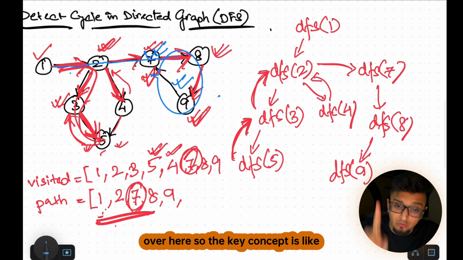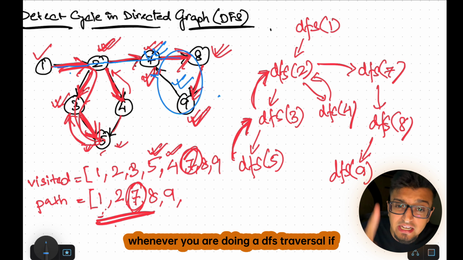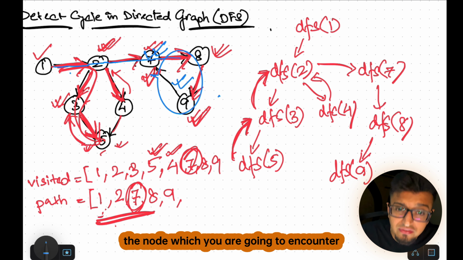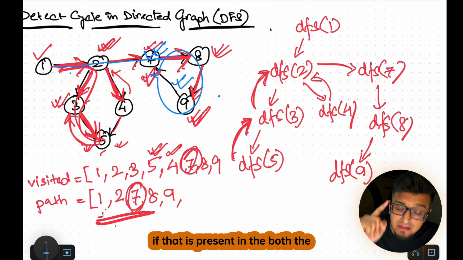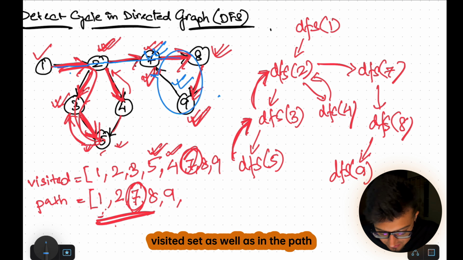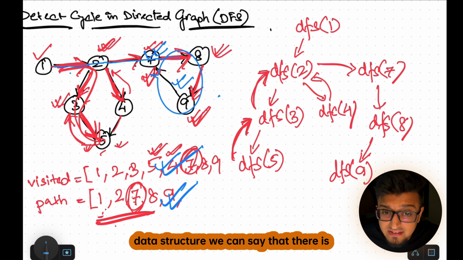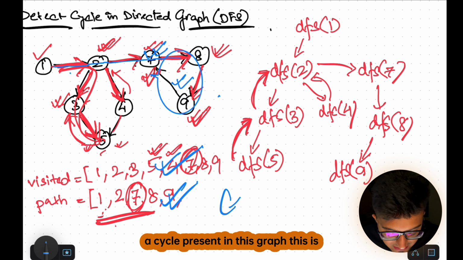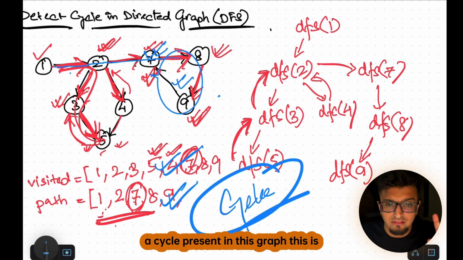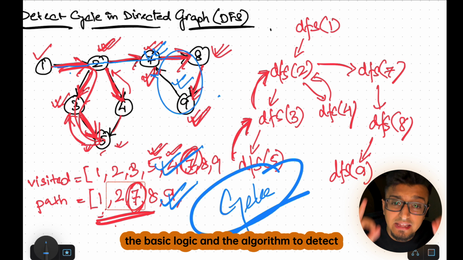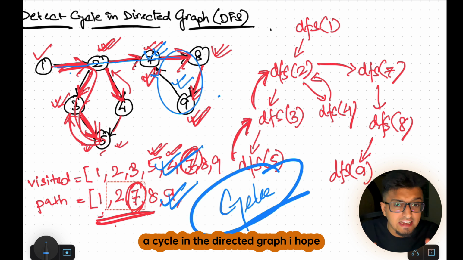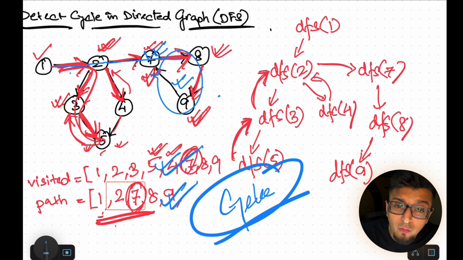and thus this creates a cycle. So the key concept is, whenever you are doing a DFS traversal, if the node which you are going to encounter is present in both the visited set as well as in the path data structure, we can say that there is a cycle present in this graph. This is the basic logic and the algorithm to detect a cycle in a directed graph. I hope this is clear.